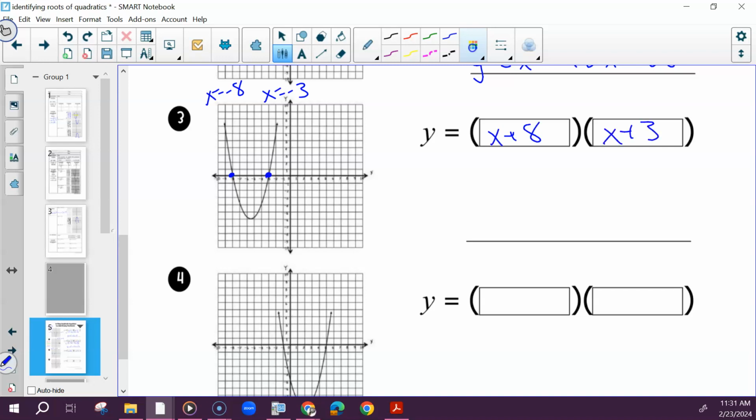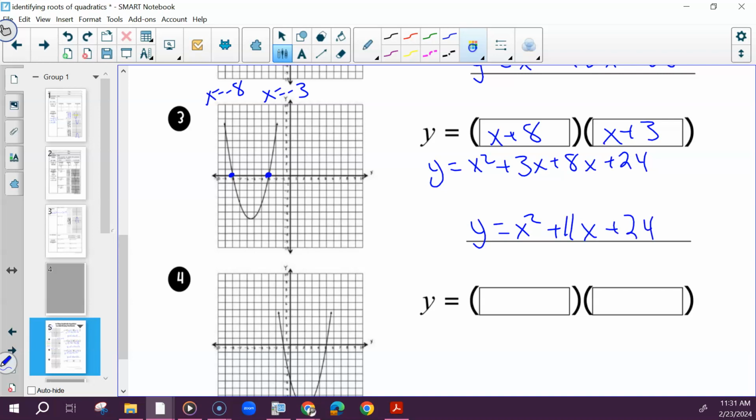Go ahead and distribute that, and combine your like terms. What is that final equation? x squared plus 11x plus 24.